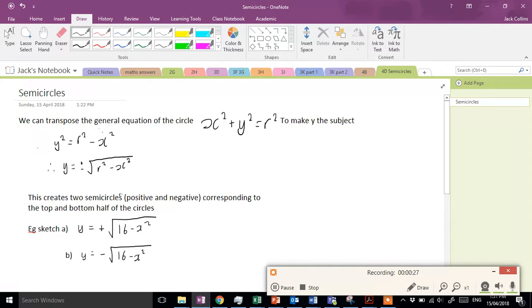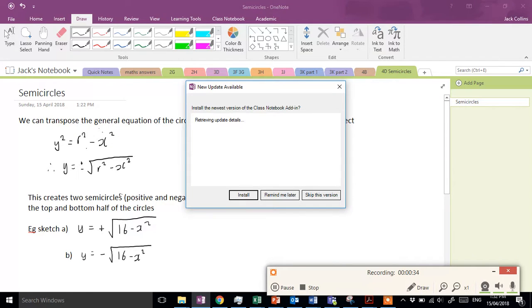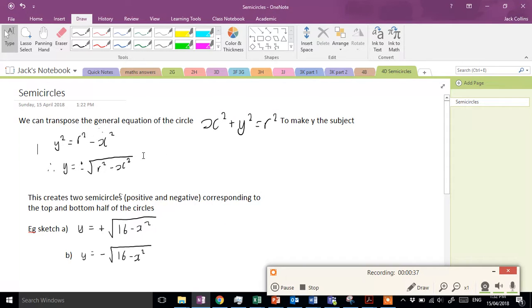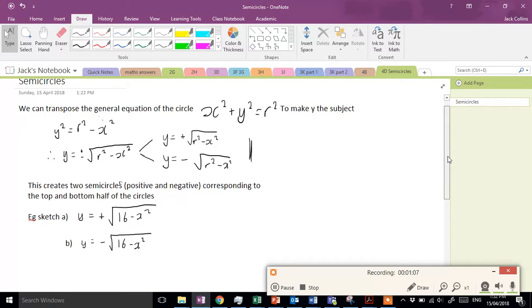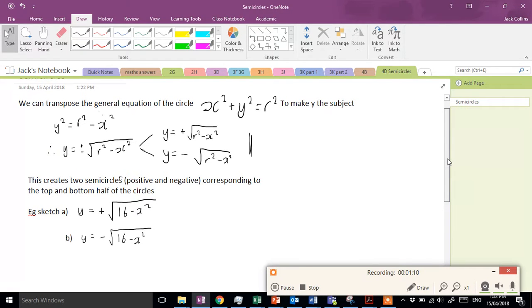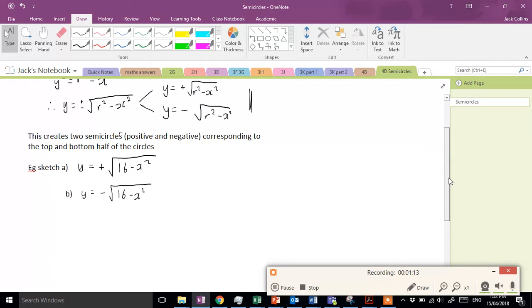So in this first example here, I've made y the subject, so I've simply put x squared across to the right-hand side. So y squared is equal to r squared minus x squared, and then I've just taken the square root of both sides, so I've got y is equal to positive or negative square root of r squared minus x squared. So this creates two equations. So y is equal to positive square root r squared minus x squared, or y is equal to negative square root r squared minus x squared. And these two equations create two sides of a whole circle, or two semicircles. So this might be a bit confusing, but an example will pretty much clear this up for you, I'm thinking.